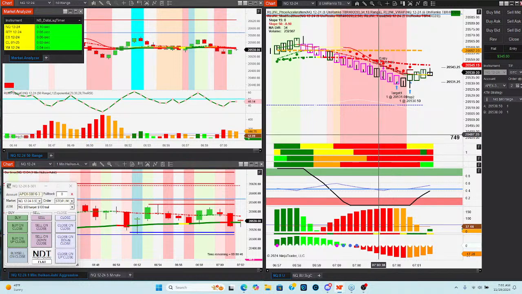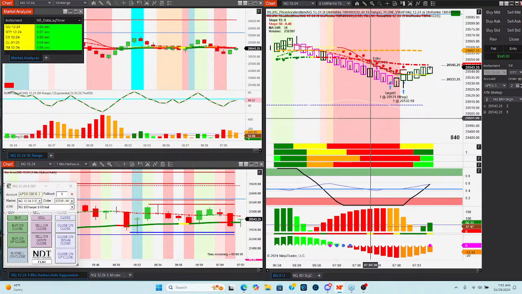Big pullback, big pullback, big pullback. Usually when you get a big pullback, it should be followed by a series of little wicks. Probably because it was dancing along this 1 minute here. It's struggling. It's struggling to get through this level here.